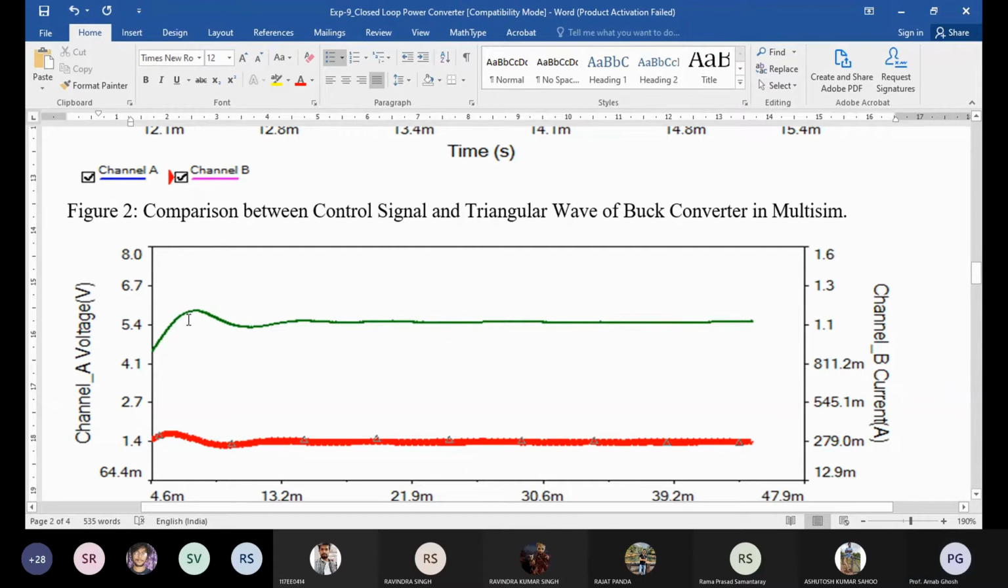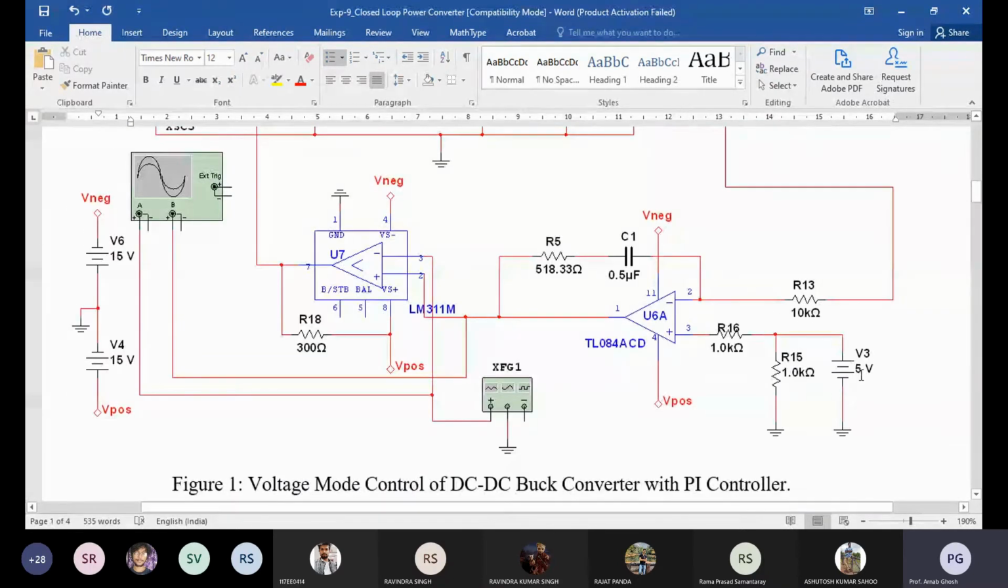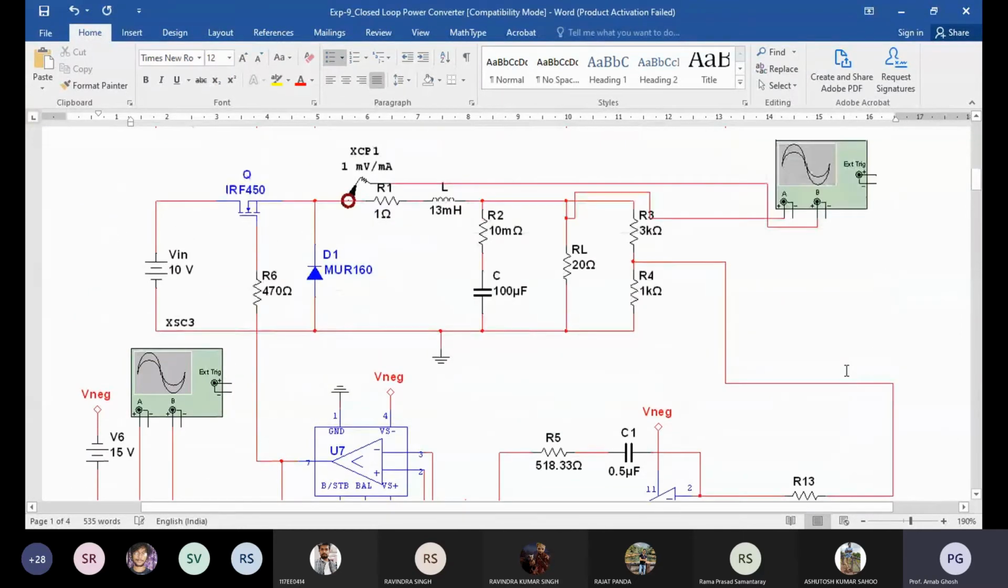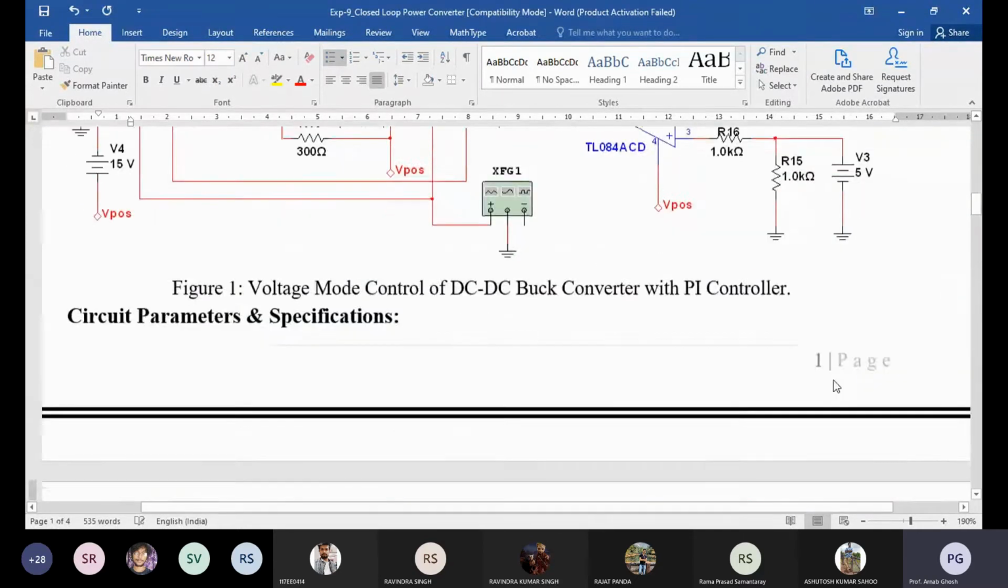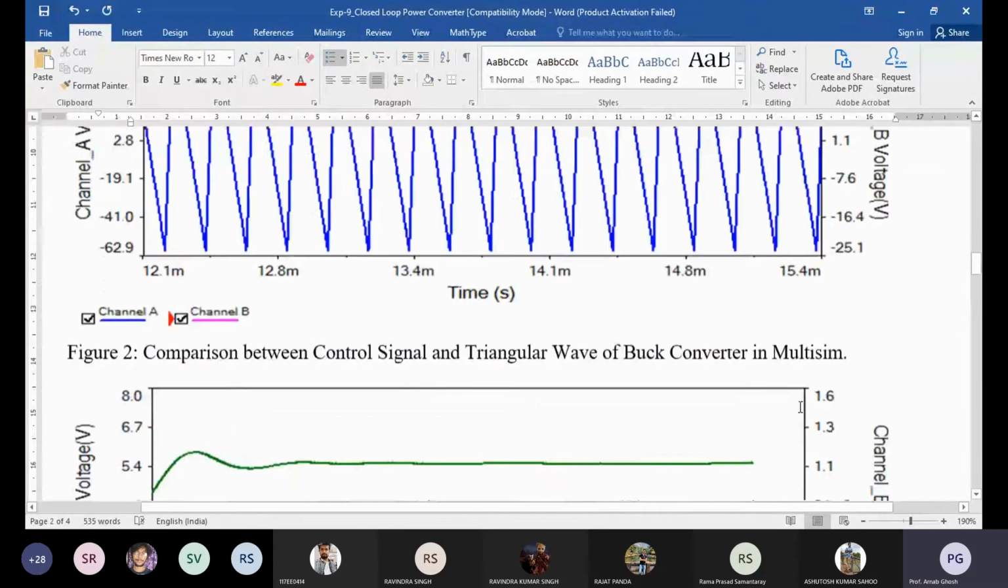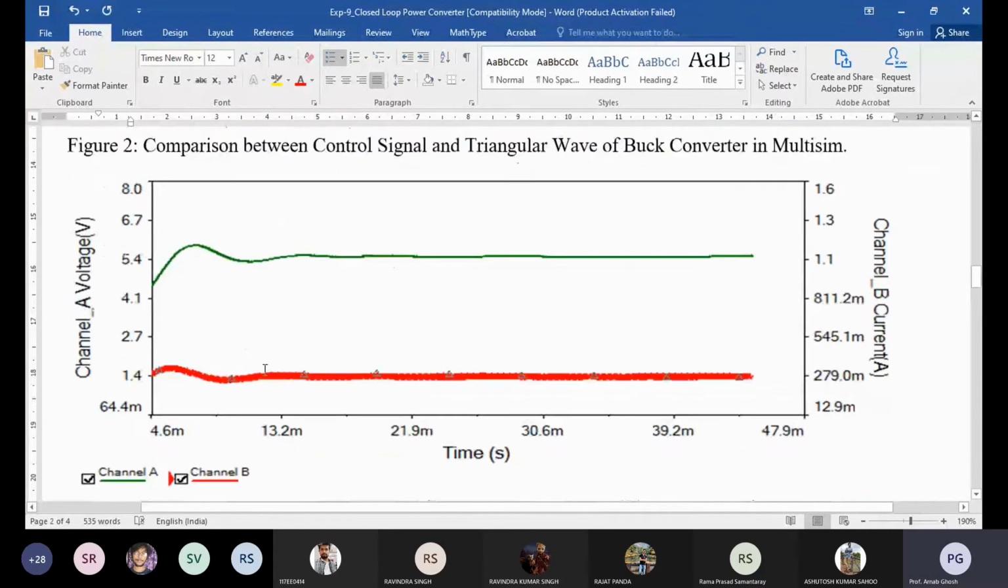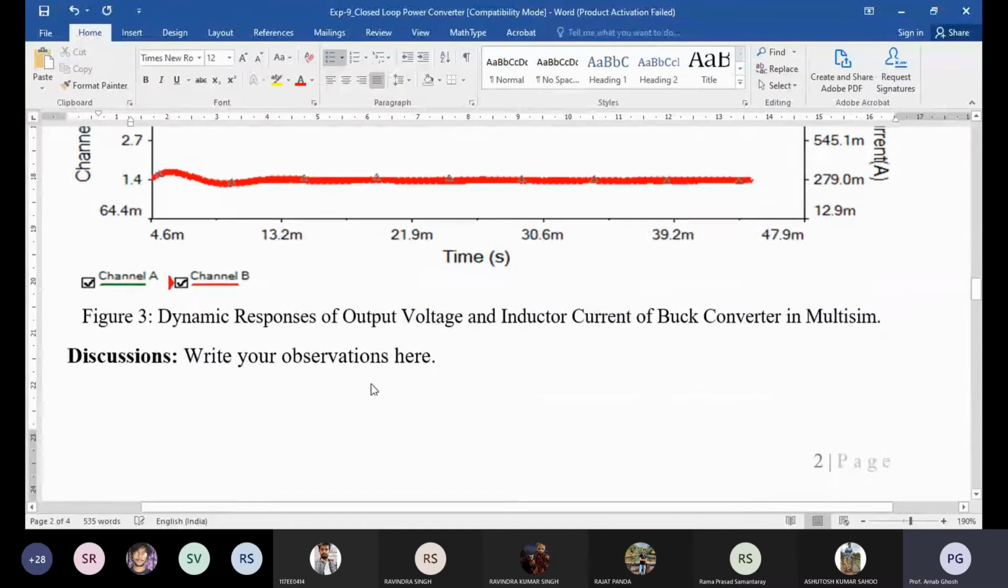Around the 5 volt, okay, some peak overshoot is there, but it settles at the 5 volt. Basically, why 5 volt? Because you have given the reference as 5 volt. So the output should come at the value of 5 volt, in the range of the 5 volt. As your reference is given 5 volt, the current is also getting as per the value.